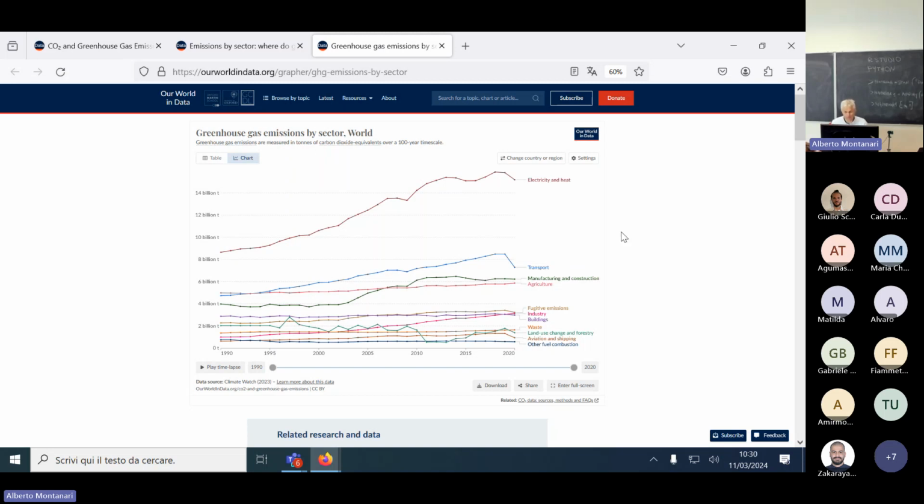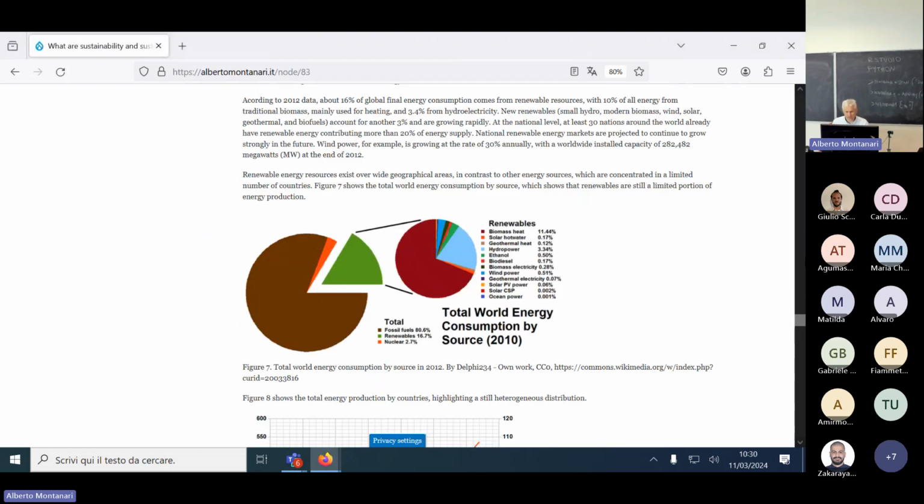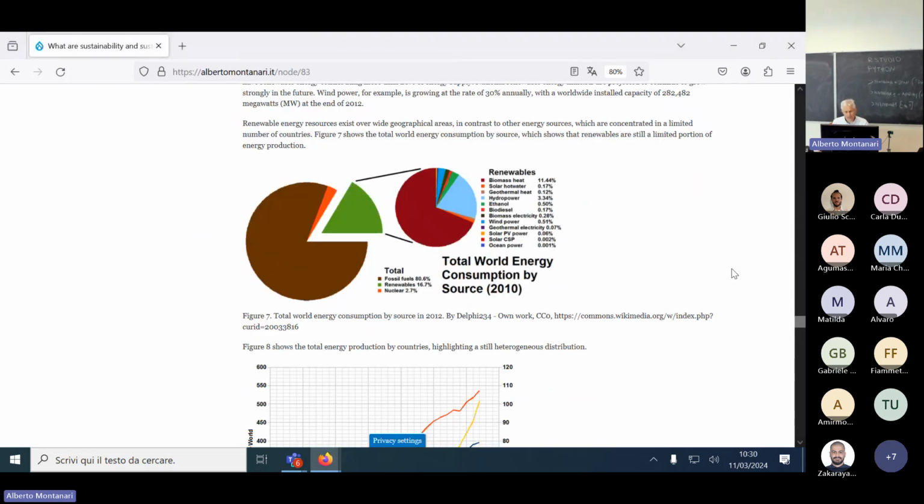Okay, so let's look at the percentage of renewable. I think it's already in my website. It's a bit outdated because it is 2010. I'm sure that in Our World in Data there is a similar graph. And so if you look at the total world energy consumption by source, fossil fuels are still around the 70, I think 75 now. And the renewables now are up to the 20%. This is still energy, it's not electricity, okay? And nuclear is 2%, okay?